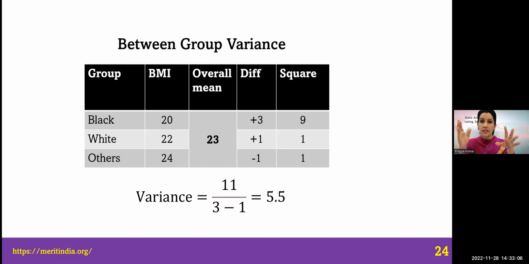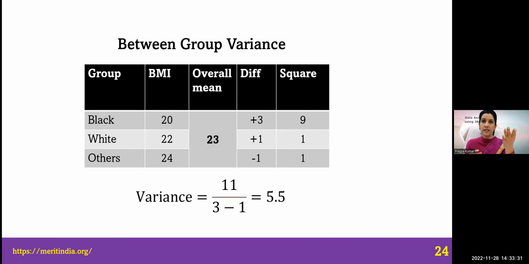110 plus 100 plus 120, so there will be some mean, let's say 110. And if I deduct the 110 from the group mean, there will be some value. You square it and divide it by the number of groups minus 1. In this case, the number of groups is 3, so 3 minus 1 is 2. So this is your between group variance.